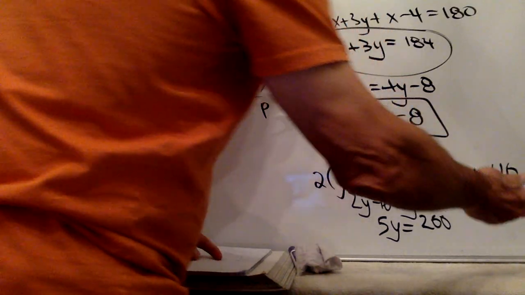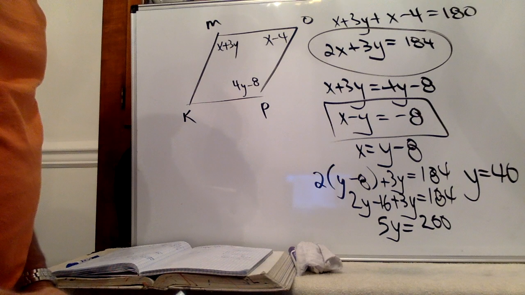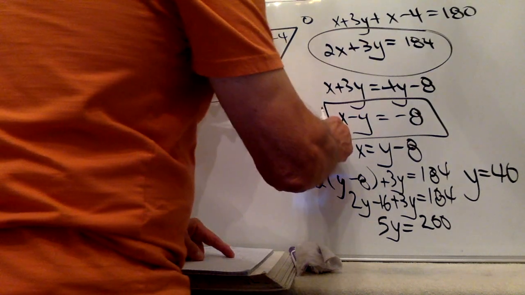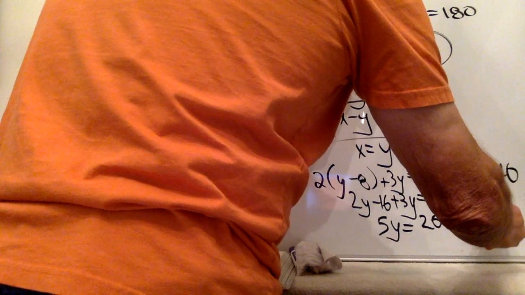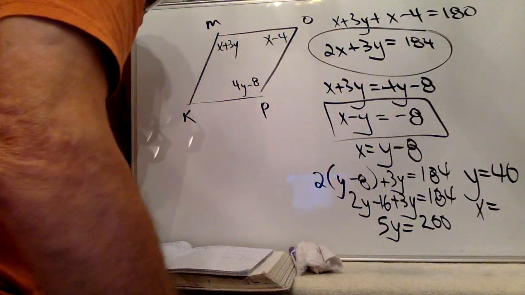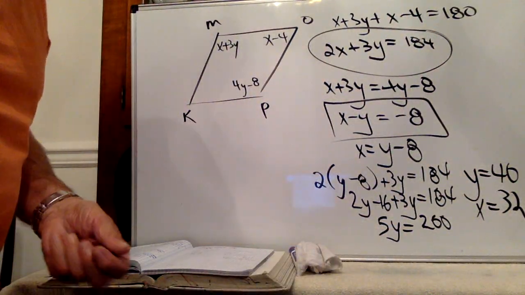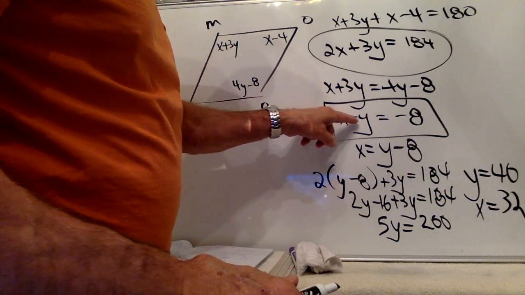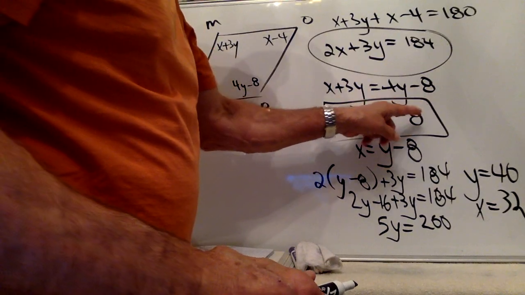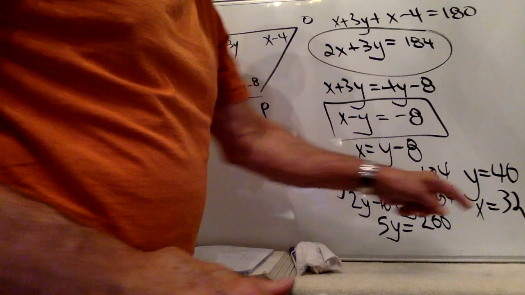Take this value for y and plug it back in either of your two original equations. I know that x minus 40 is equal to negative 8. Add 40, and that means x is equal to 32. Again, plug a 40 right here. X minus 40, add 40, and you get negative 8 plus 40, which is positive 32 equals x.